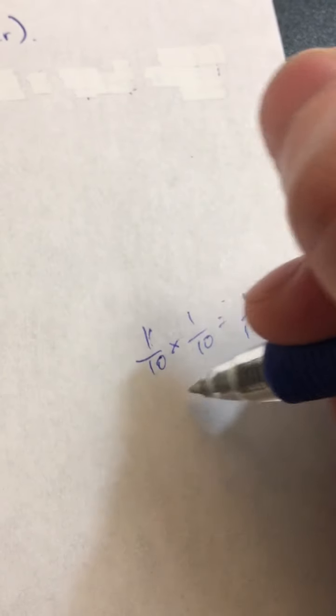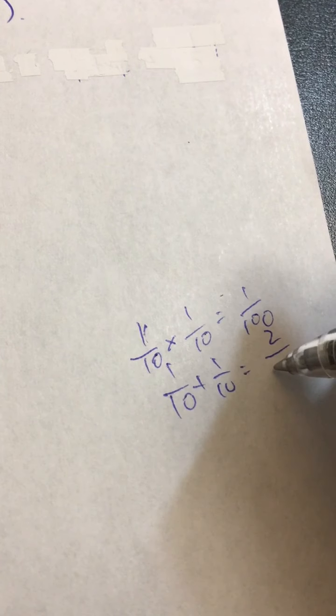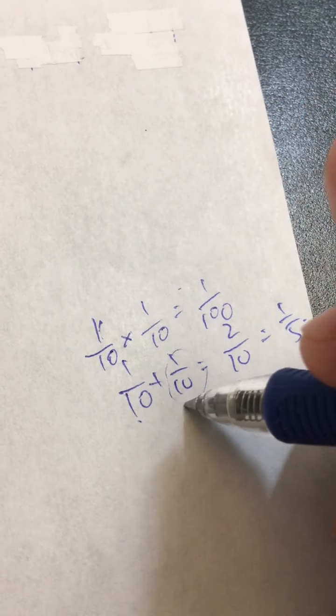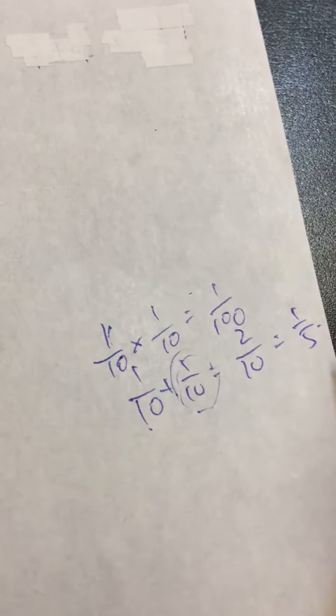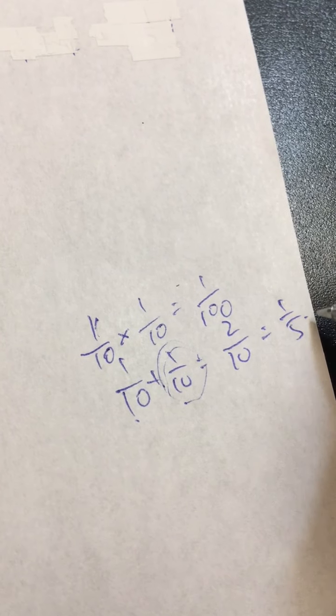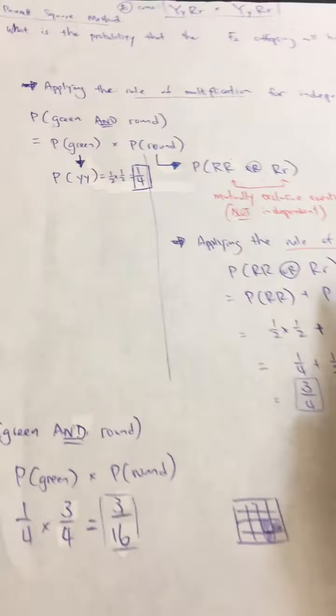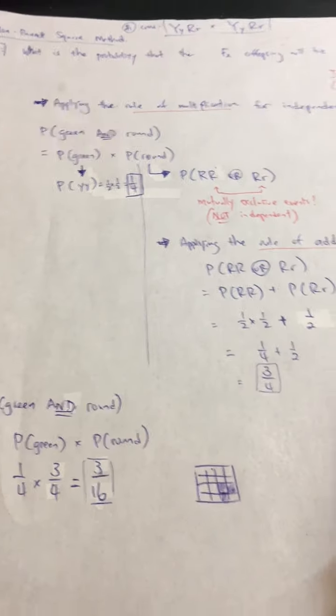But if you were to instead add them, you'd get 2 out of 10, that's 1/5. It wouldn't make sense, because if you're saying I want someone who's rich and someone who's smart, you shouldn't get a larger percentage of the population. Now, going back to this question. Where was I?